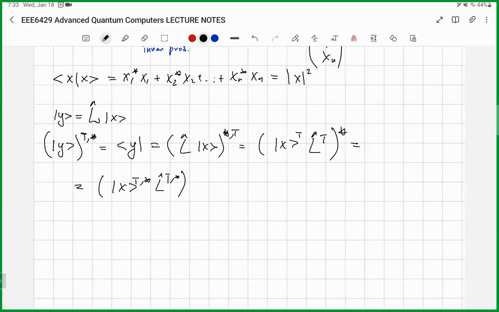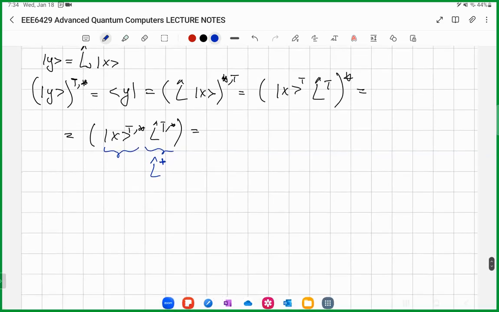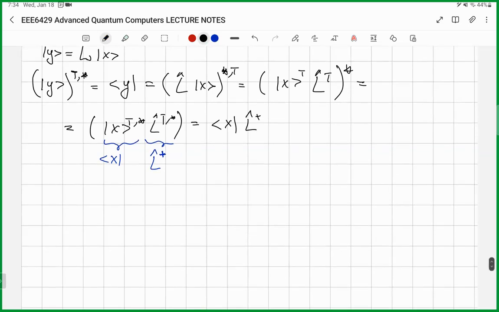So transposition and complex conjugation, in the case of an operator, what is it? It is the operation of Hermitian conjugation. So this is L dagger, right? And on the other hand, this here is the bra vector x. So the result is the bra vector and the operator Hermitian conjugated.